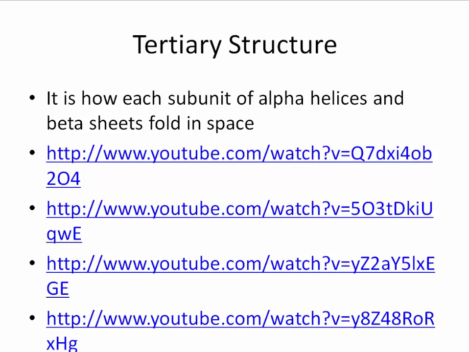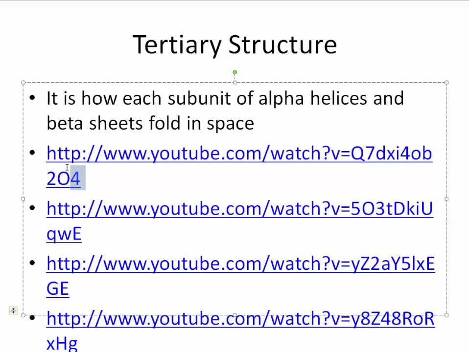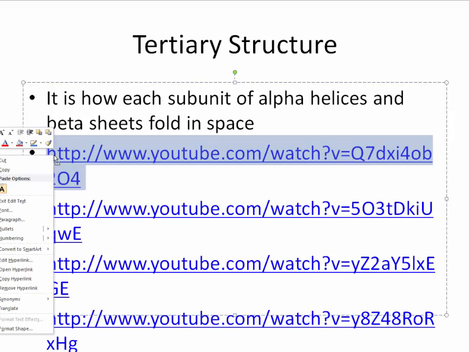This is going to show you how each subunit of the alpha helix and the beta sheets fold in space. Let me see if I can. No, it's not going to cooperate, so I'll have to do it the old-fashioned way, but that's okay.